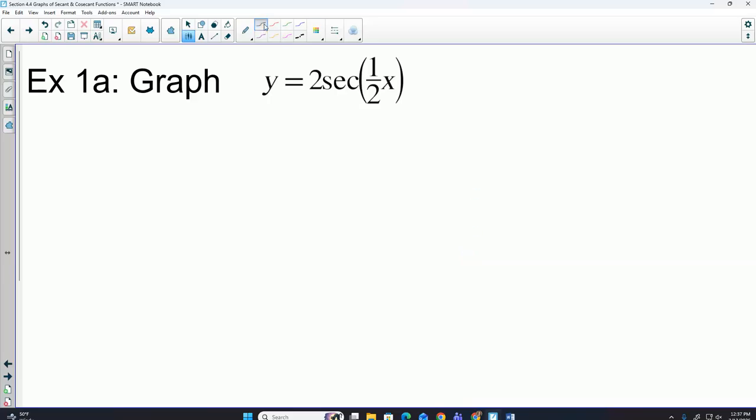Secant is the reciprocal of what? Cosine. So we are just going to, for a minute, graph cosine. Okay, we've graphed cosine many times. So if I'm going through all my questions, what is my amplitude?